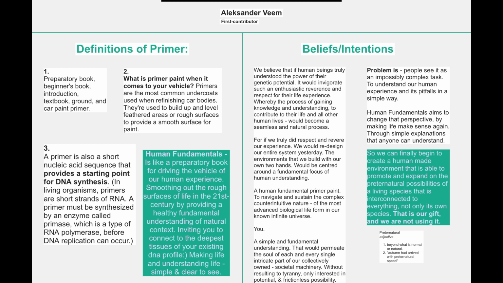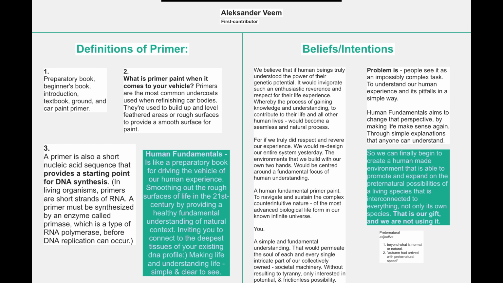But when we look at it, Human Fundamentals is kind of like a preparatory book for driving the vehicle of our human experience, smoothing out the rough surfaces of life in the 21st century by providing a healthy fundamental understanding of natural context, inviting you to connect to the deepest tissues of your existing DNA profile, making life and understanding life simple and clear to see.